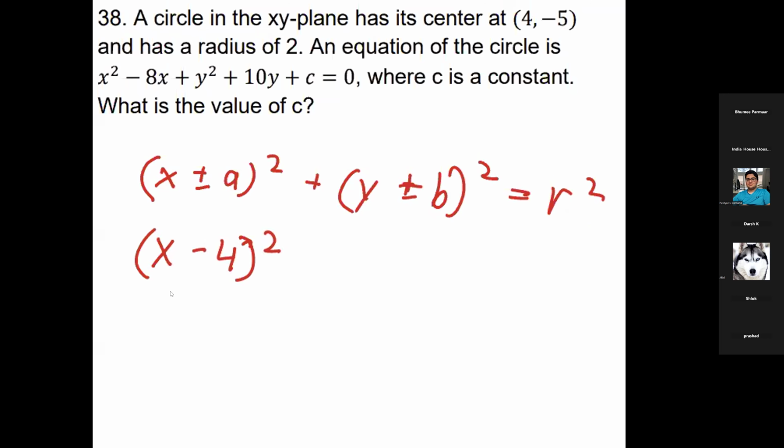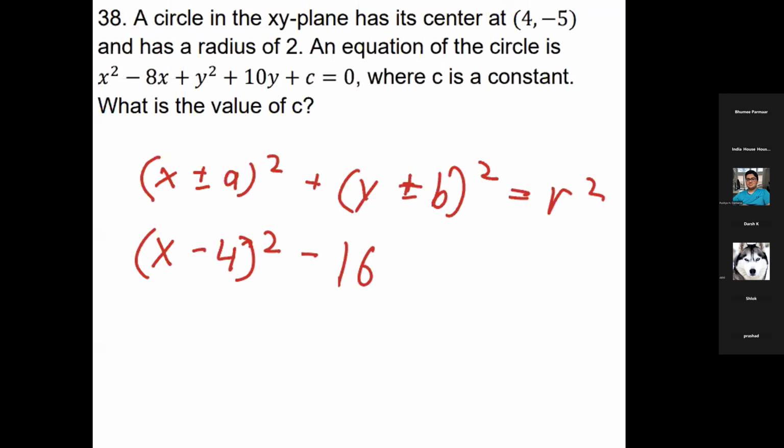This would just mean when x is 4, this would be 0, so that would give us a center of x equals 4. So when we do this, we would get x squared minus 8x minus 16, because we would have -4 squared is positive 16. So to make it equal this other equation on top, we'd have to do minus 16.